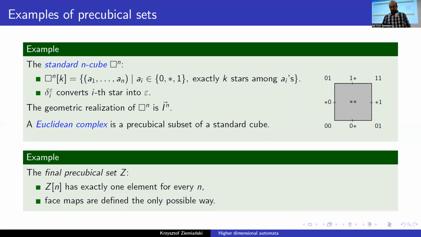And this gives the whole family of interesting precubical sets, namely Euclidean complexes. Euclidean complexes are just subcomplexes of some standard cube. But not all precubical sets can be embedded into the standard cube. Another example, which is combinatorially very simple, but not so simple from the topological point of view, is the final precubical set, which has exactly one cell in every dimension.